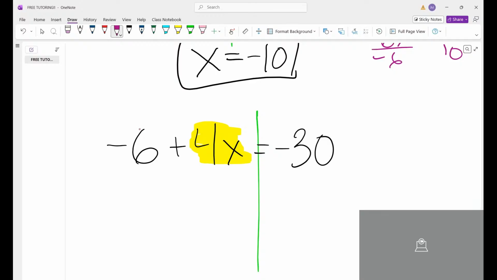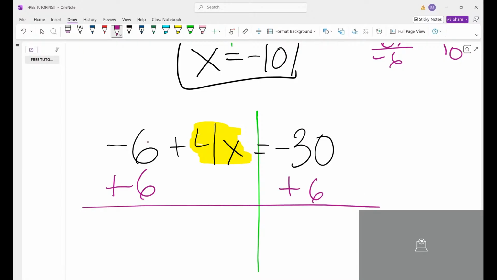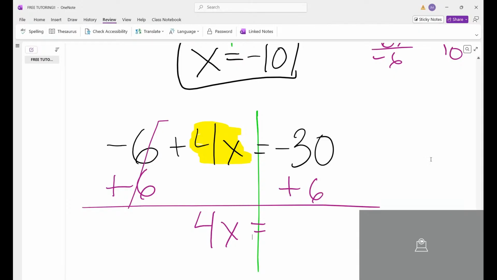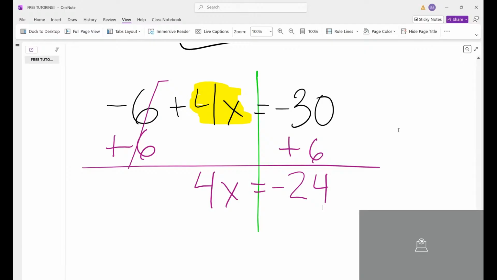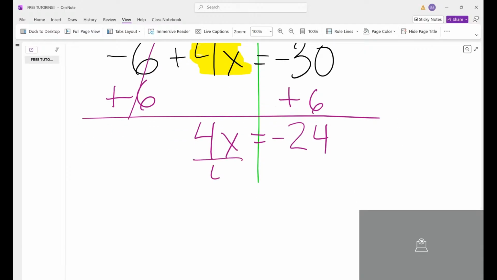So to get rid of that negative 6, I first start by adding 6 on both sides. So these will cancel out. I'm left with 4x equals negative 30 plus 6 will be negative 24. And then now, the last final part, you are just going to divide both sides by 4. These cancel out, and you will be left with x equals negative 6.